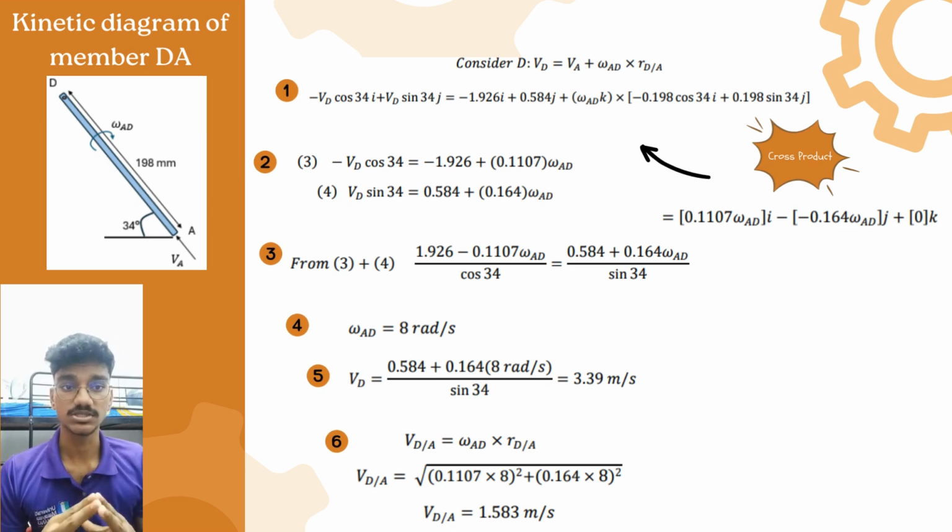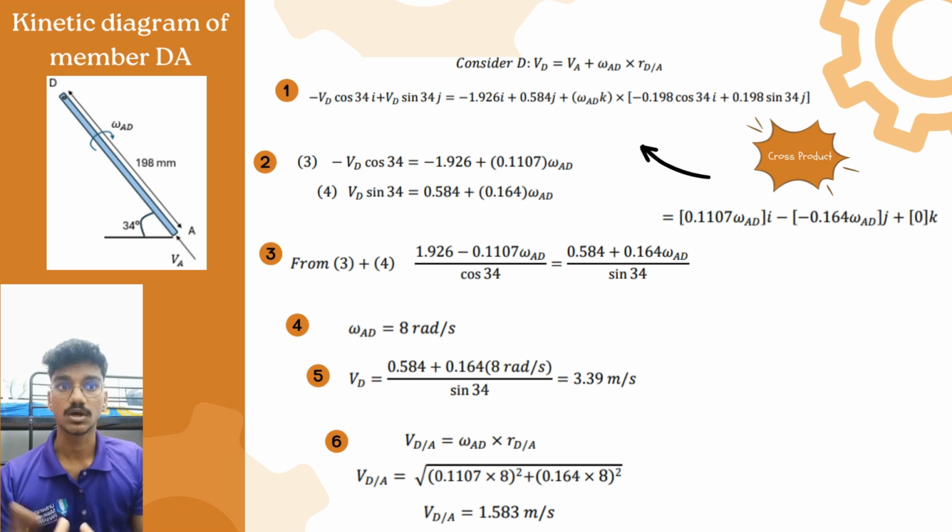We'll consider velocity D equals velocity A plus angular velocity of AD times position vector of DA. The equation we'll get is negative vD cos 34 i plus vD sin 34 j equals negative 1.926 i plus 0.584 j plus angular velocity of AD k times bracket minus 0.198 cos 34 i plus 0.198 sin 34 j.